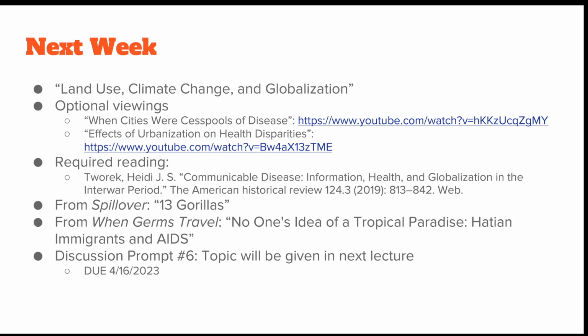Those are optional, but required reading: Communicable Disease, Information, Health, and Globalization in the Interwar Period. A few pages, it's 813 to 842. It looks like a lot of pages, but it's not really that long. It's a quick read. And then from Spillover, 13 Gorillas, and from When Germs Travel, No One's Idea of a Tropical Paradise: Haitian Immigrants and AIDS. When we talked about cholera and we talked about HIV, this chapter from When Germs Travel will be meaningful.